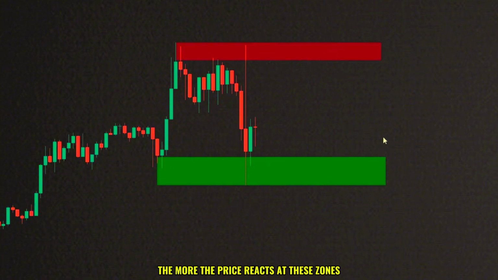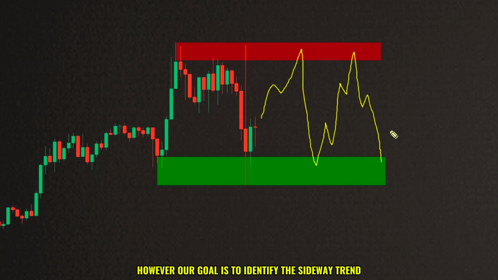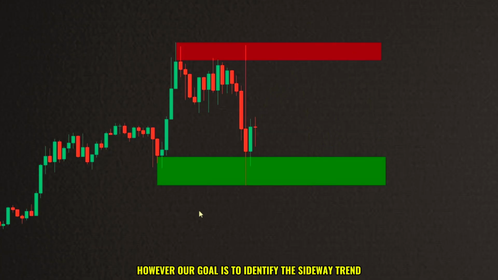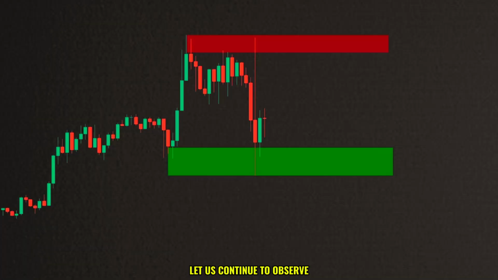The more the price reacts at these zones, the clearer the sideways trend becomes, and we will see the price move sideways more. However, our goal is to identify the sideways trend as early as possible. Knowing the signals that start the sideways trend will help us easily avoid a sideways market or find good entry points when the market starts moving sideways. Let us continue to observe.